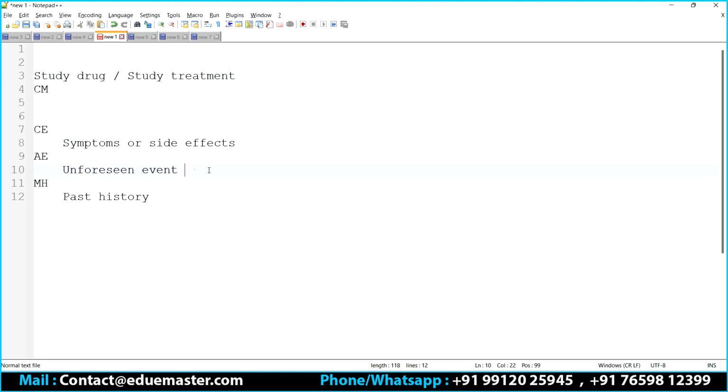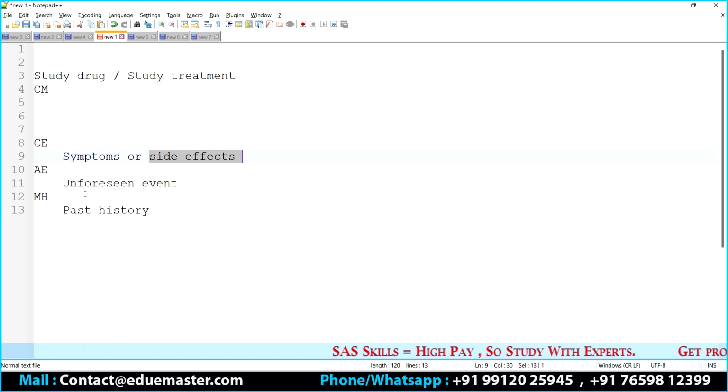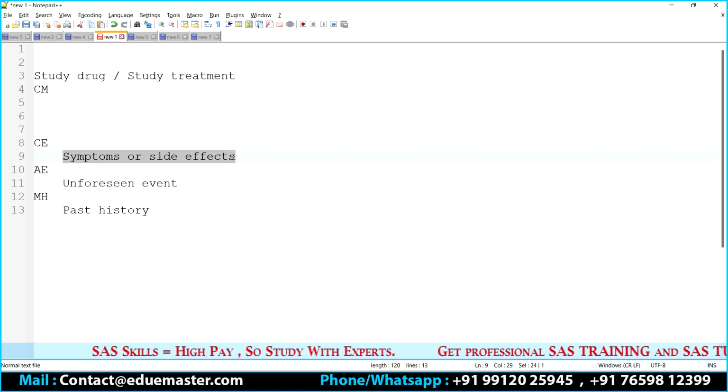Your adverse event talks about what happened. All these three are events, if they discuss what happened to the patient. So the patient had Covaxin or Covishield, so he got vaccinated. That is your study drug. As a result of that, what side effects occurred? Let's say that because of this particular vaccine, the patient got fever. Only that will be recorded here.